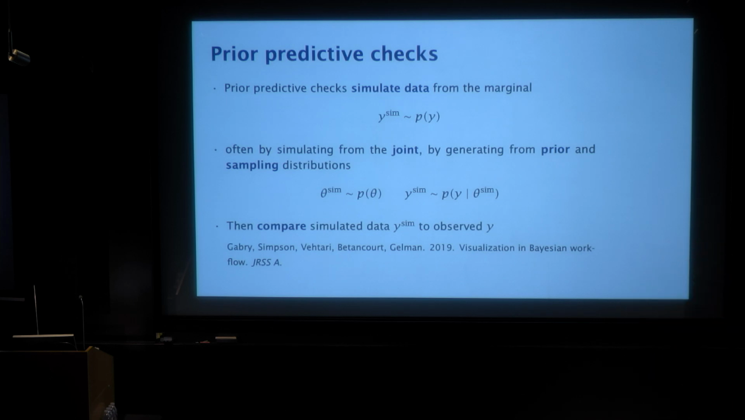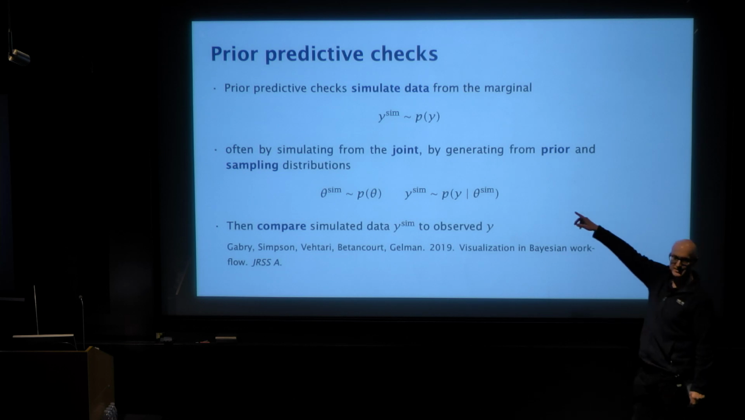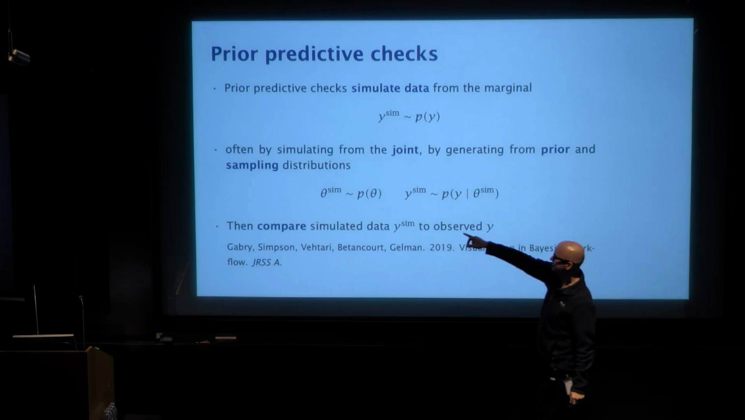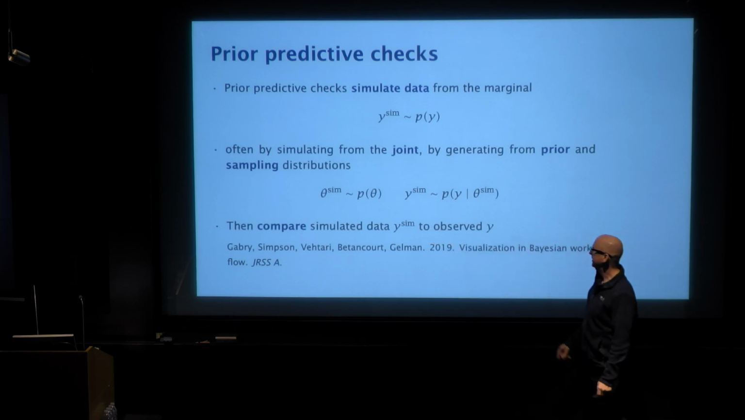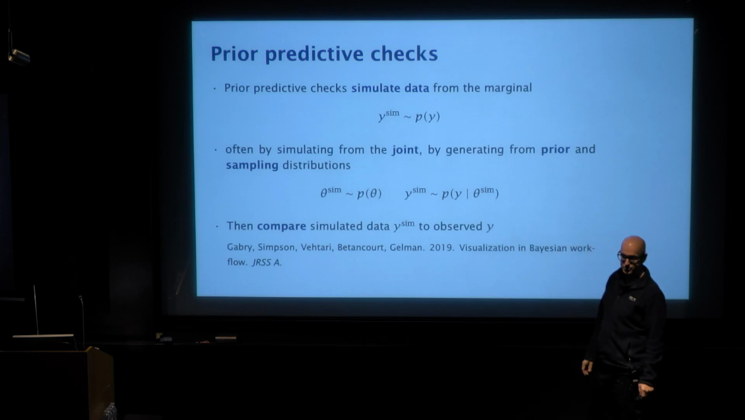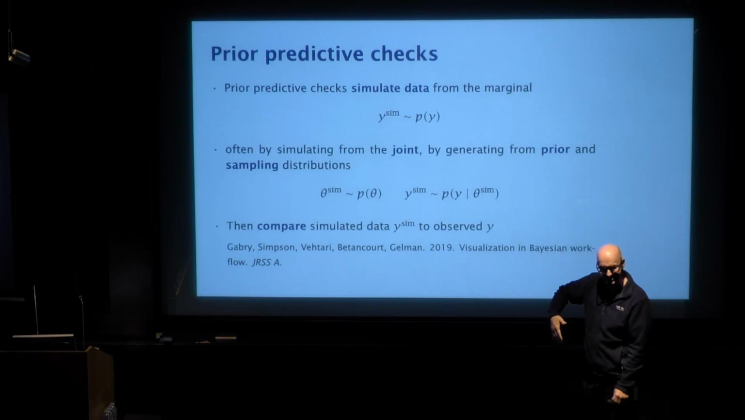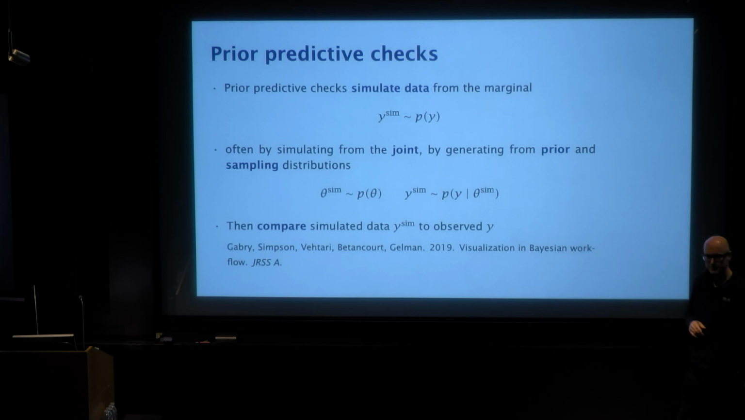The idea of a prior predictive check is really simple. I just simulate data from the marginal distribution of the data. I can do that by sampling some parameters, theta, from the prior, and then sampling some data from the sampling distribution. That's going to give me a joint draw, theta sim, y sim, from the joint distribution. I can just forget that theta sim, and then I get a y sim that's drawn from the marginal distribution of y. That is, if I get an A, B that's drawn from the joint distribution of A and B, I can just forget the B, and then I have an A that's drawn from the marginal distribution of A. So this is very easy to generate data.